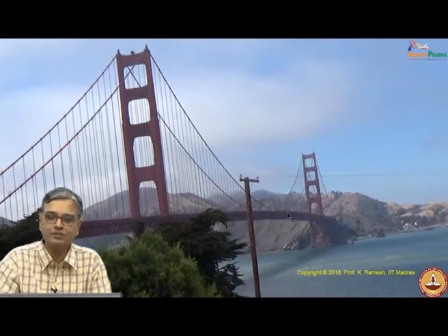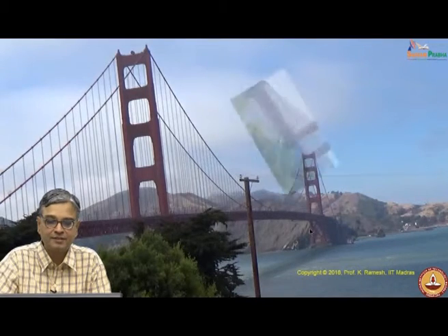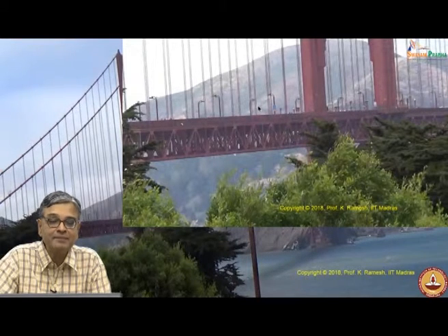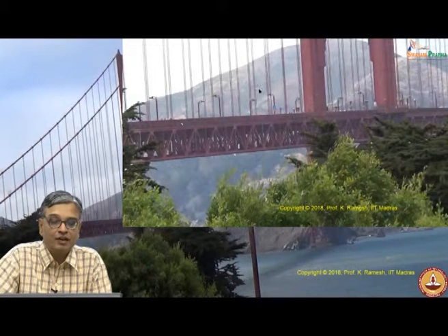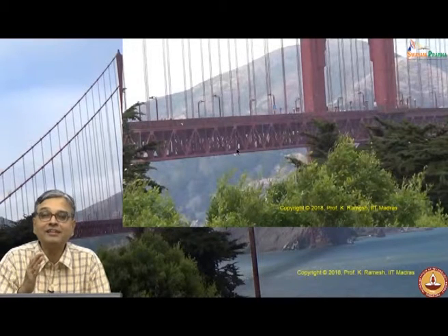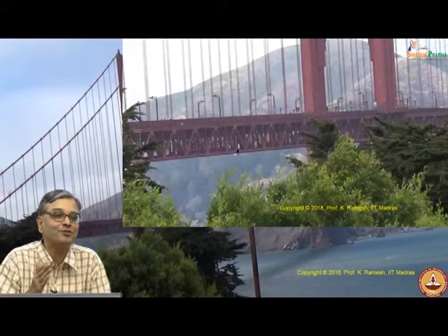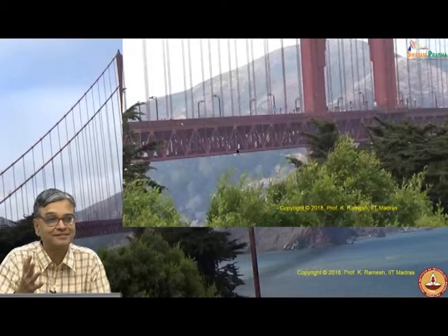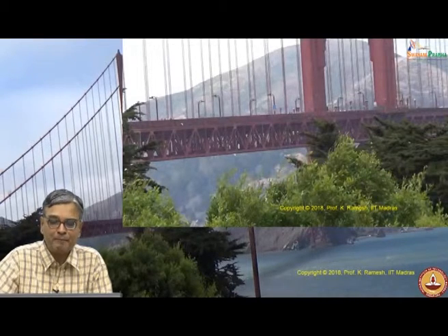Suppose I take a closer picture of it, I do see that what I see as a slender member is actually a truss. I have this truss which you have seen, and this is suspended by cables. And one of the records shows they have used 1,30,000 kilometers of wire to support this bridge. Mind-boggling number. Fine. And it is a massive structure.